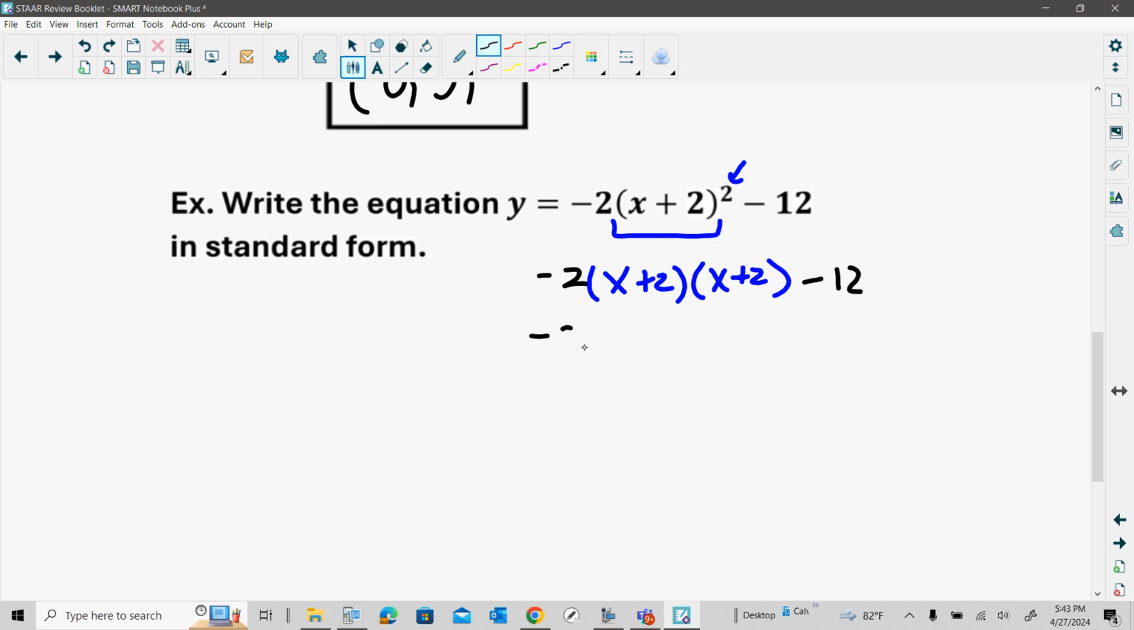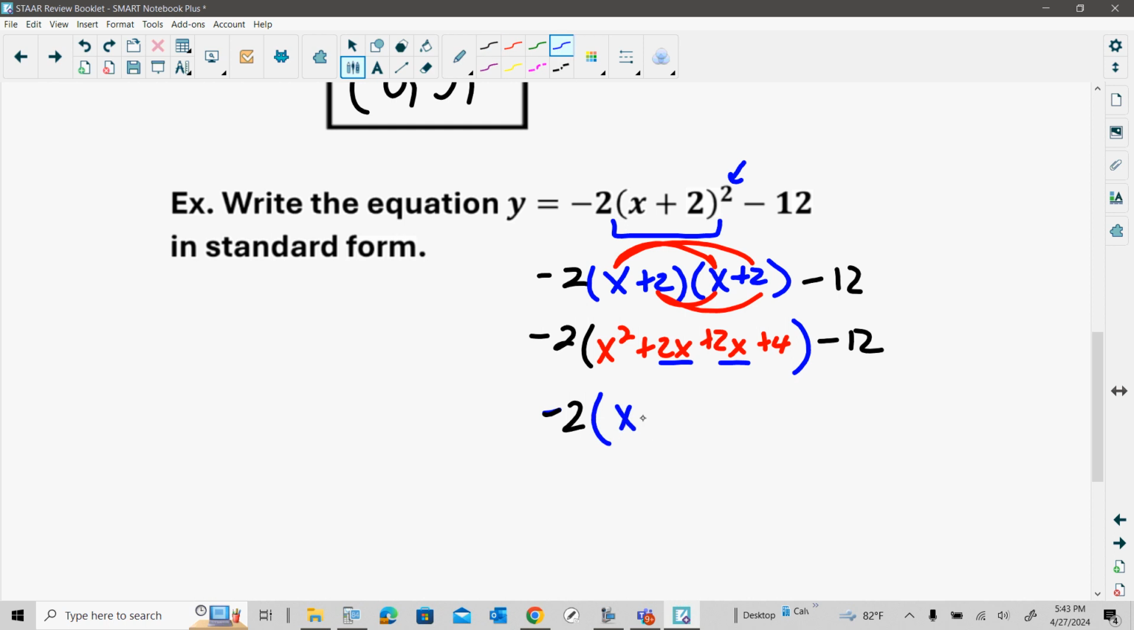So -2 is still in front, and first times first is x squared. Outer, that's 2x. Inner, that's another 2x. And then last, that's 4. And then outside the parentheses, -12. Now, in our FOIL method here, you want to combine these like terms before you do the third step, which is distribute. So the -2 is outside the parentheses, and we have x squared plus 4x plus 4, and then -12.